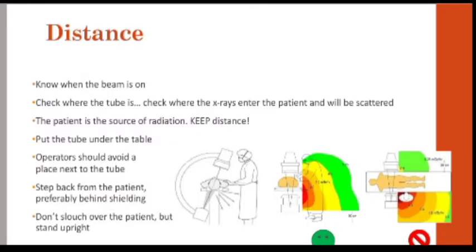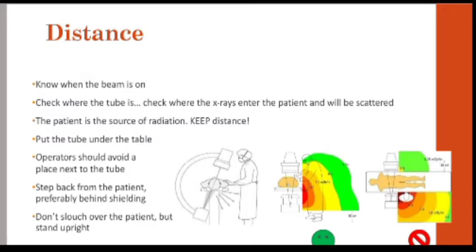Distance. Know when the beam is on. Check where the tube is. Check where the X-ray enters the patient and will be scattered. The patient is the source of radiation. Keep distance. Put the tube under the table.